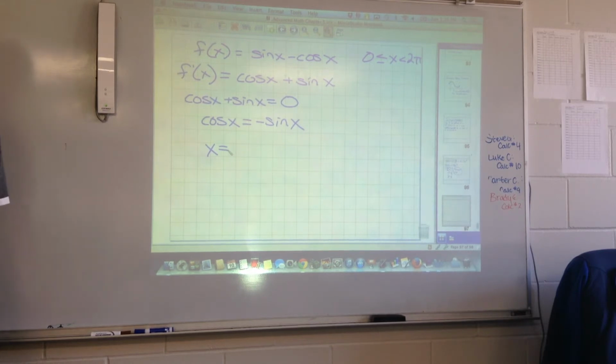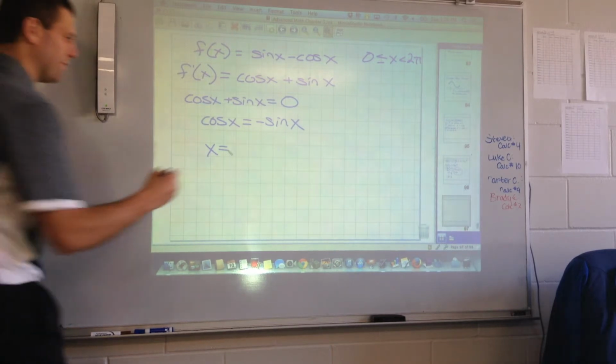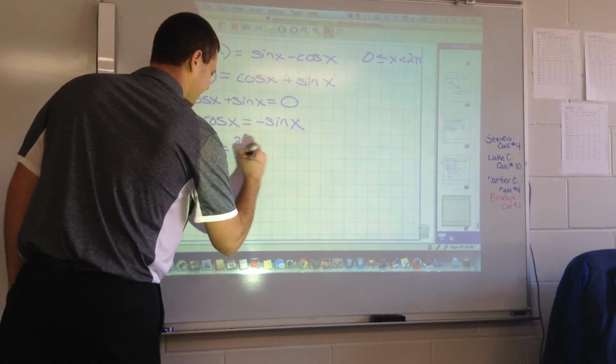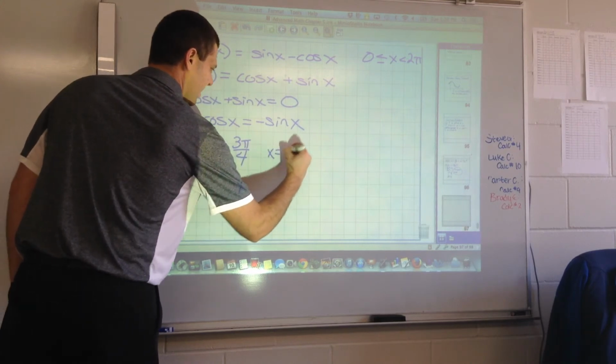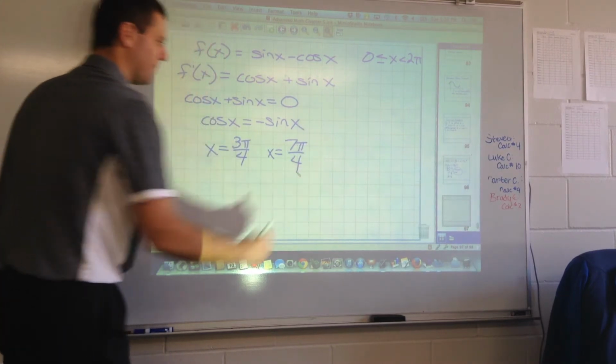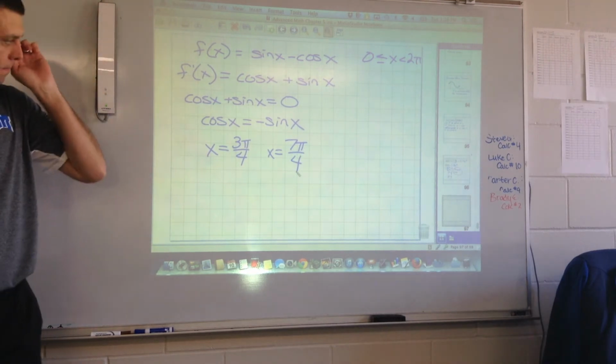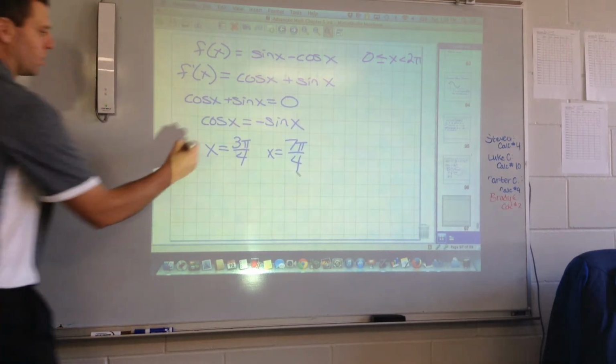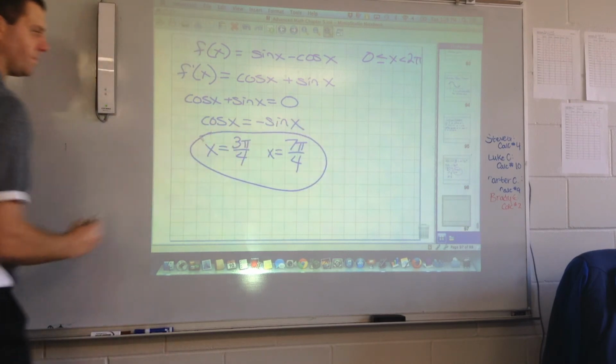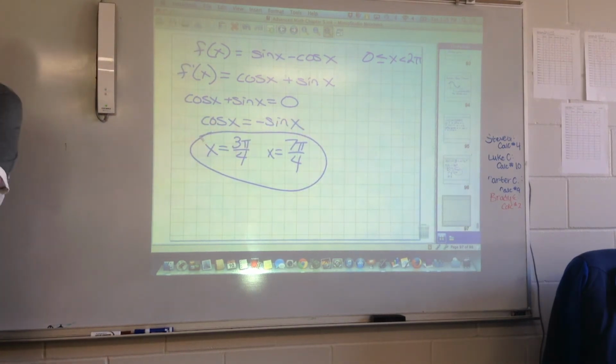135 degrees, yes. But we want them in radians: 3 pi over 4 and 7 pi over 4. Yes, those would be your critical numbers here. So basically, you just have to go through and eliminate the other values of the sine out there. Does that make sense?